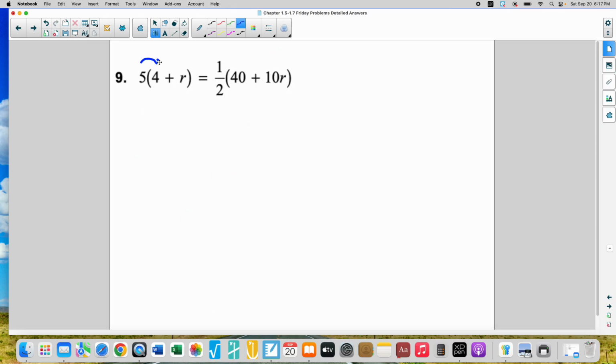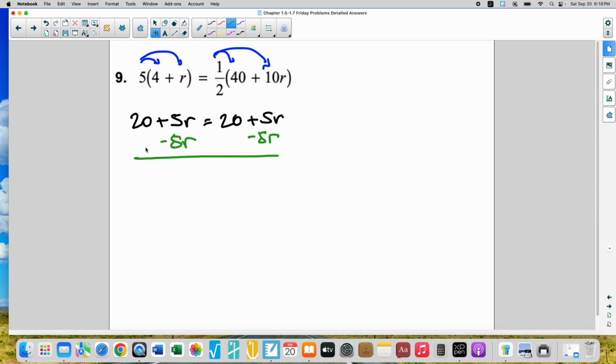Distribute, distribute, distribute, distribute. 5 times 4 is 20. 5 times R is 5R. Half of 40 is 20. Half of 10R is 5R. Move the variables first. 20 equals 20. That makes a true statement. The variables cancel. It makes a true statement.